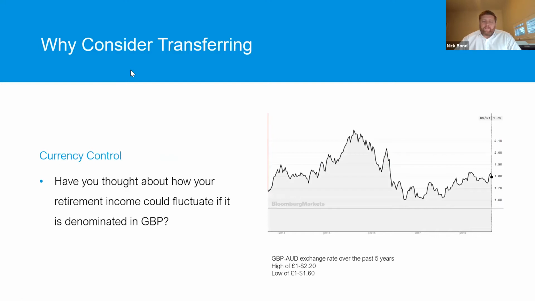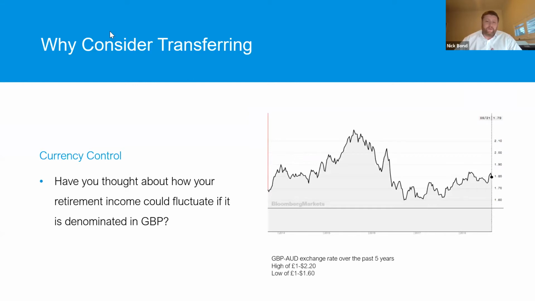So the big question is, why would you consider transferring? We believe that currency control is important. In the graph that you can see there, you can see lots of highs and lows, peaks and troughs, in a relatively short time period. It's quite a small graph, but it runs from 2014 up to 2019. But the difference that the currency can make, either to the income that you draw in retirement or to the lump sum that you receive, is significant. Converting into dollars takes out the future risk of currency fluctuations.